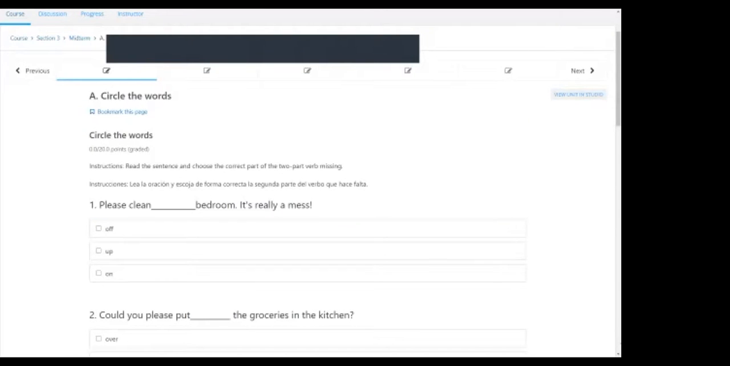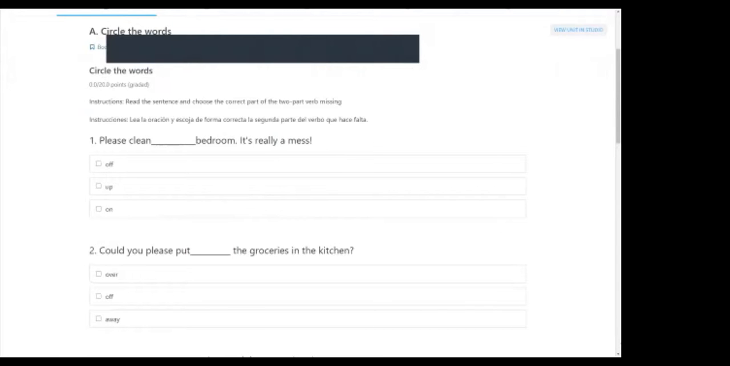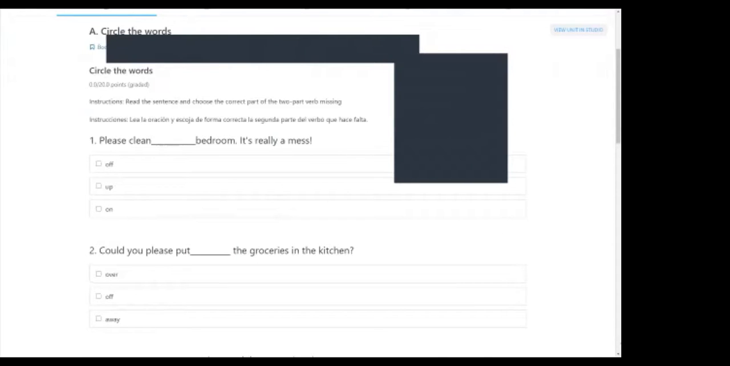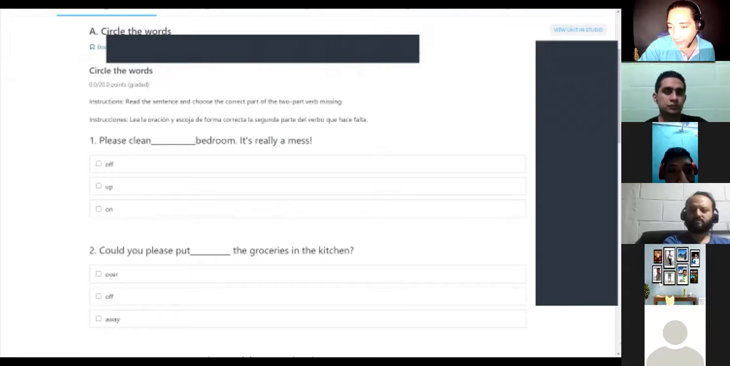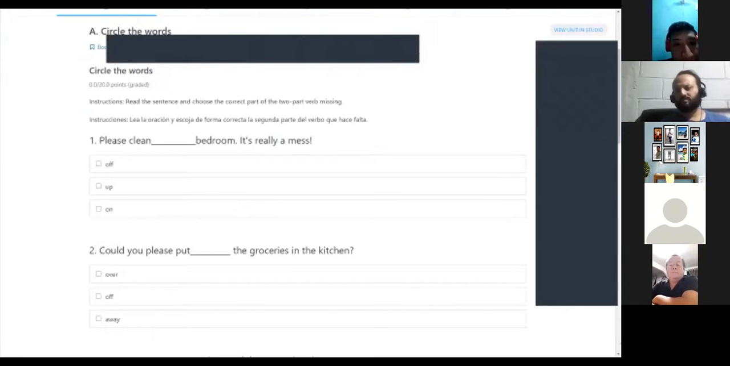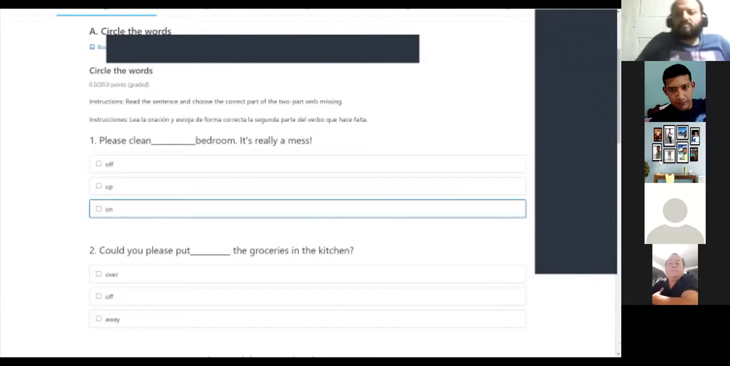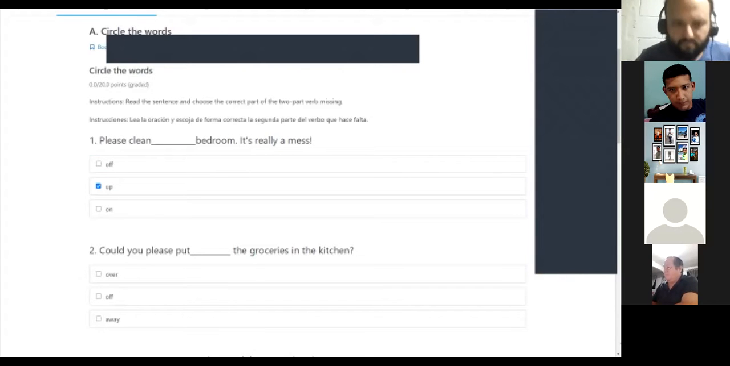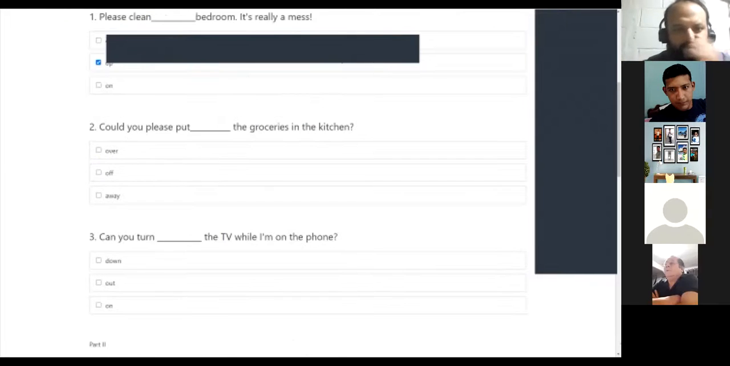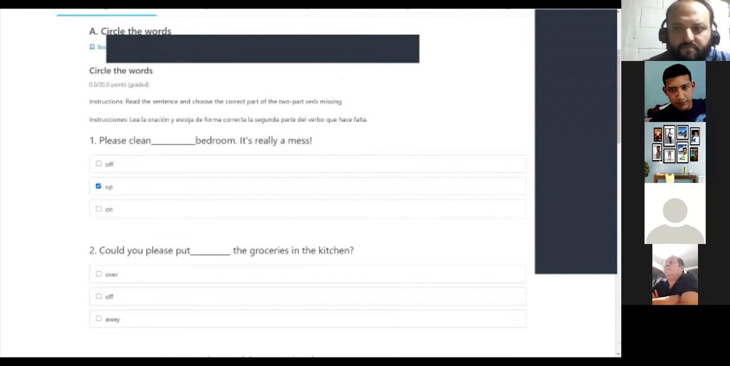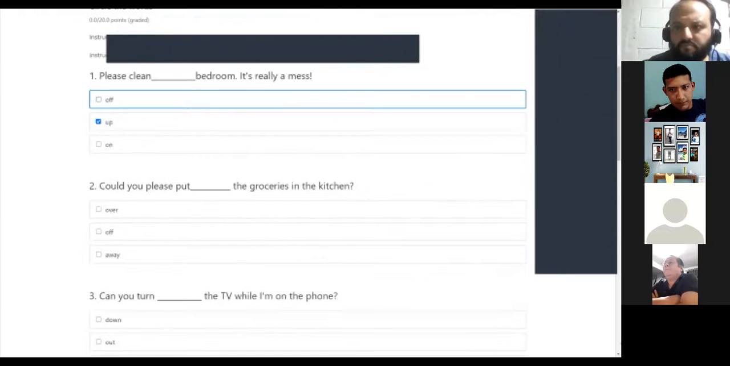Okay. Please clean up the bedroom. But we're missing some other things here. Clean up, clean off, clean on. Marlon says clean up. Do you all agree? Giovanni, Francisco, Carlos, Erica, Ricardo, Herman? Clean up, right? Okay, clean up, yes. Now we're missing something, right? Clean up the bedroom, your bedroom. It's really a mess. Yeah, we're missing the adjective or the possessive pronoun.